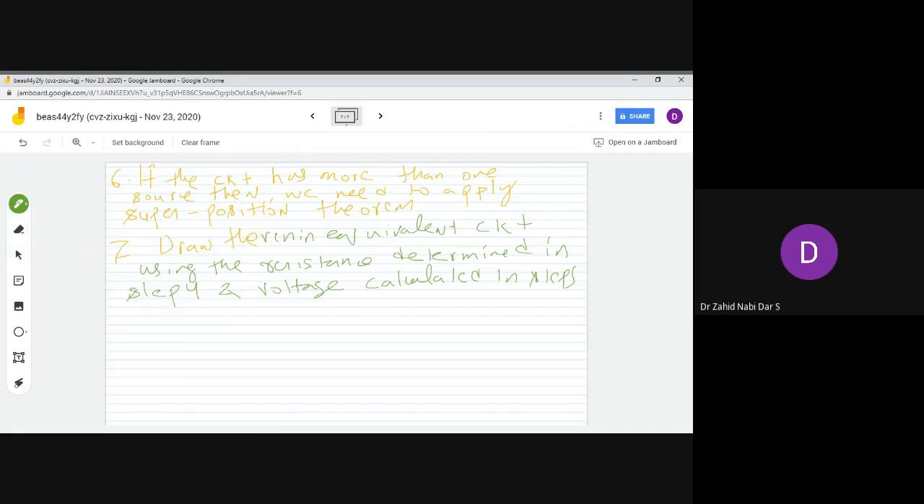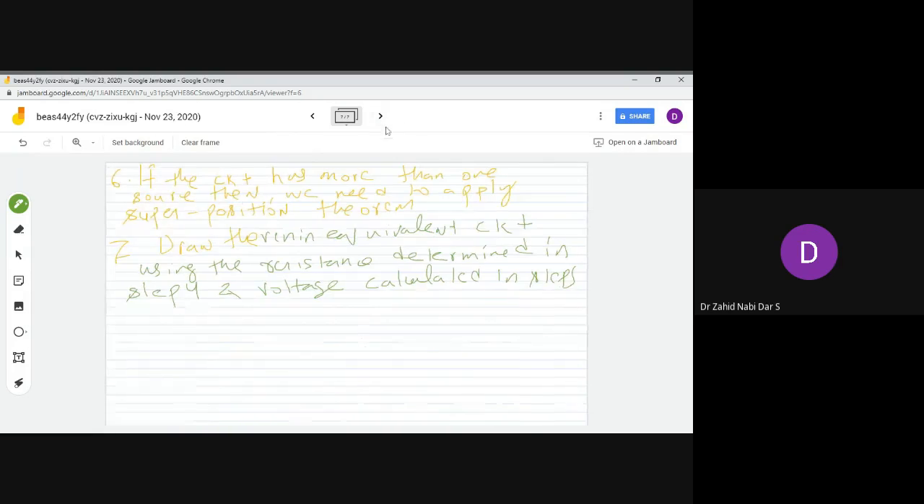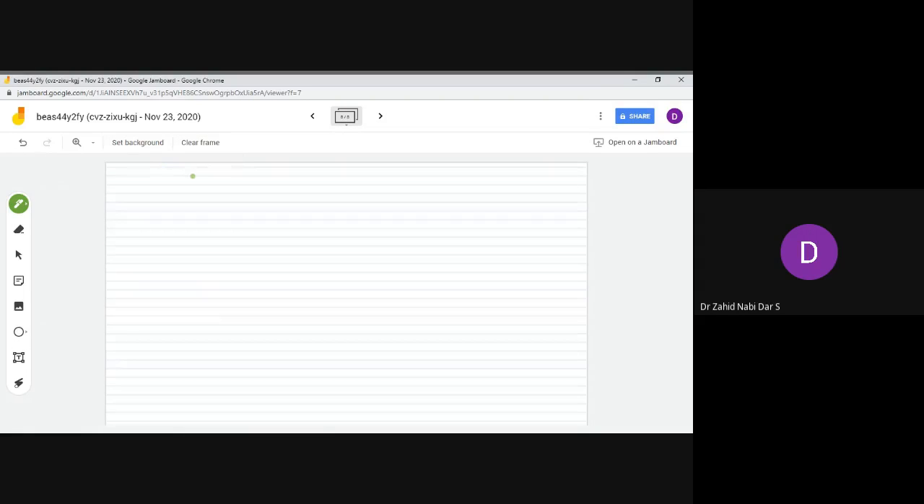For example, there we saw the problem number one that I had put over there. In the very beginning I had given a simple network like this. I had drawn a 20 volt source, A and B, and RL. So let's draw this circuit and analyze the Thevenin theorem with it, so we'll analyze it in a better manner.